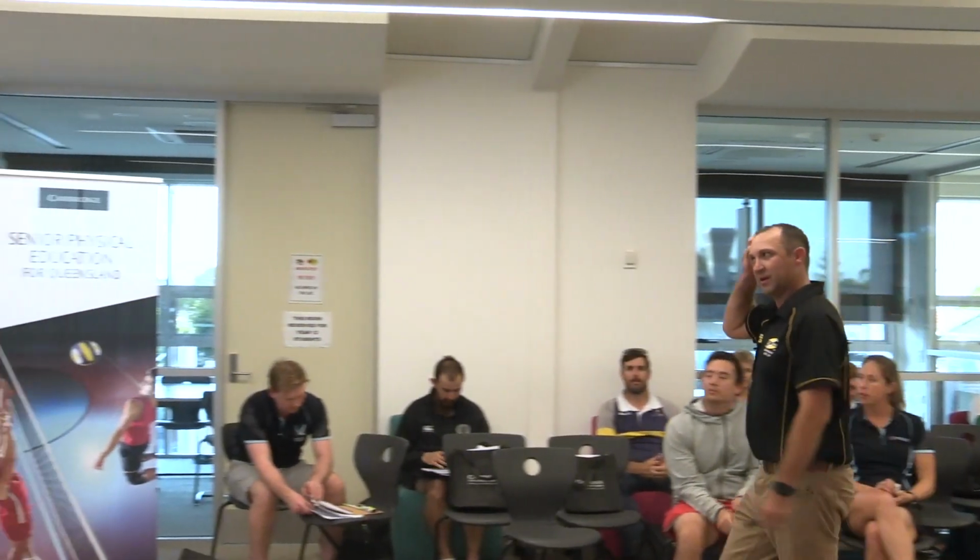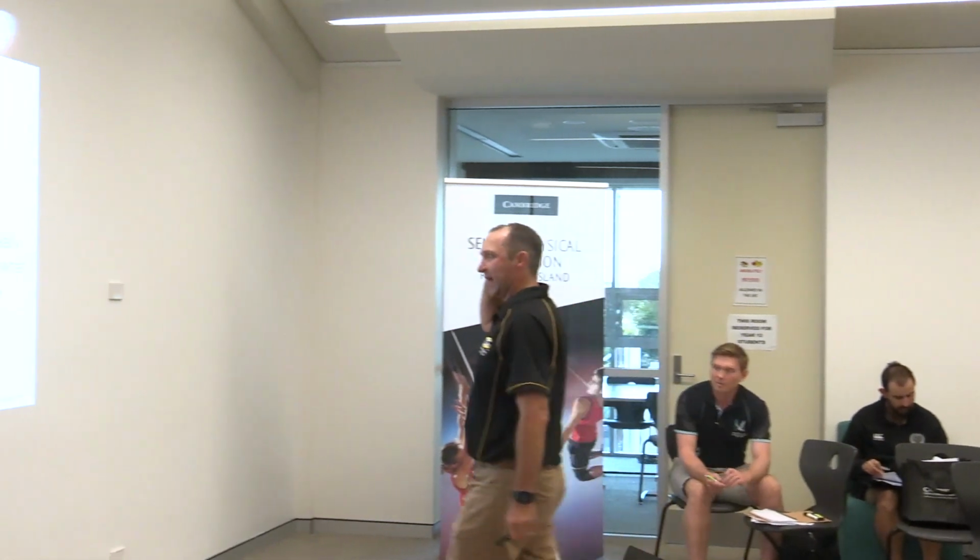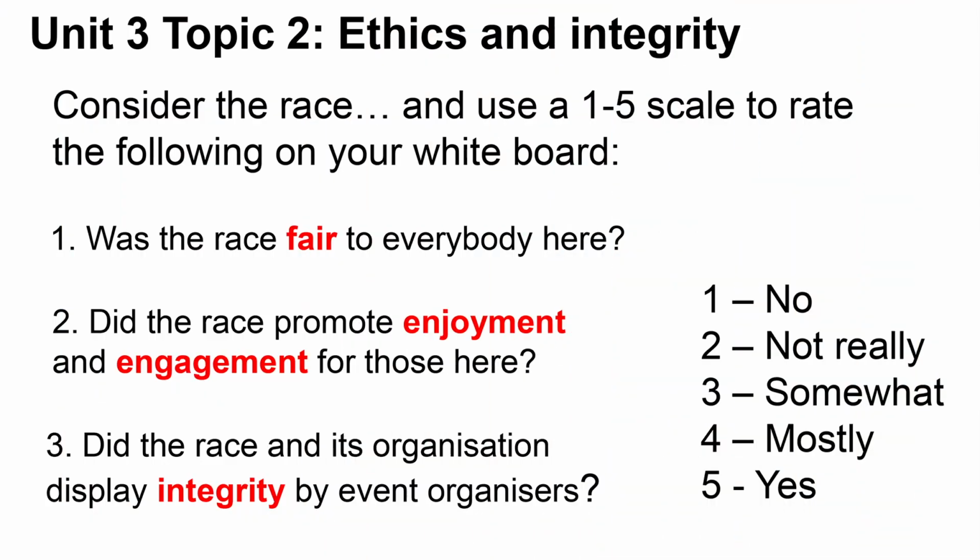Everybody in the room, on your little whiteboard, I'm going to ask you 3 questions in a moment. And on your little whiteboard, I want you to write 3 numbers. 1 is if you're answering no, 2, not really, 3, somewhat, 4, mostly, 5, yes. So I need 3 numbers. Was the race, not the warm-up, was the race fair to everybody, including you sitting in the spectating, 1 to 5? Nice and big, but you'll need to fit 3 numbers on there.